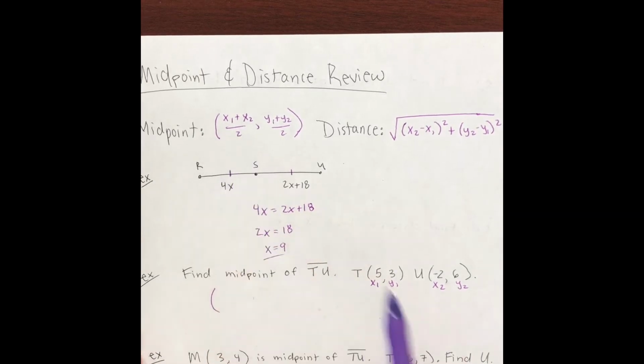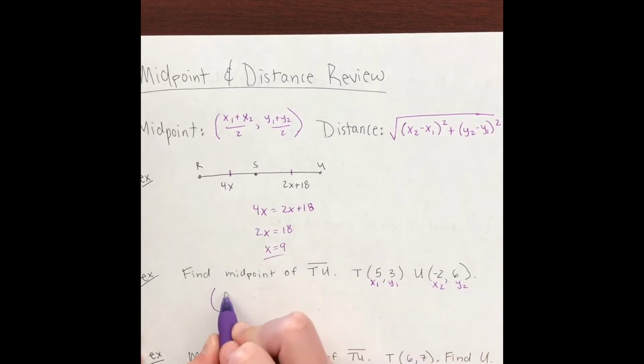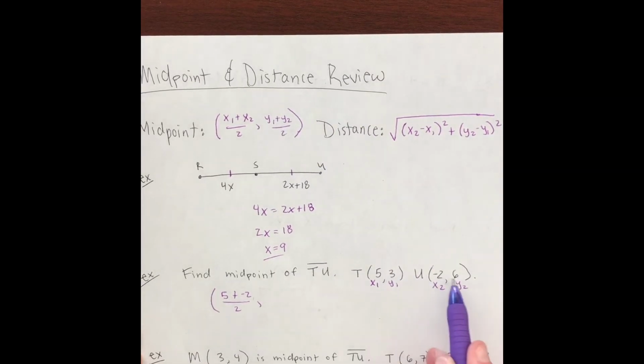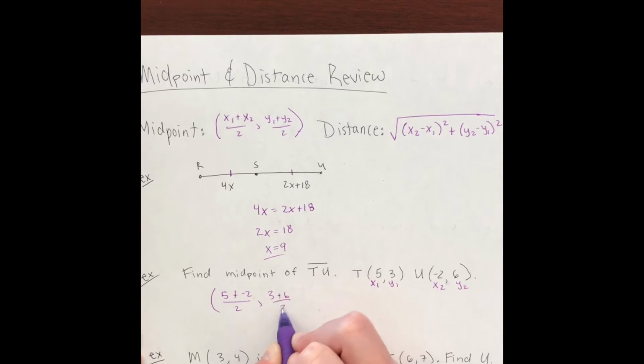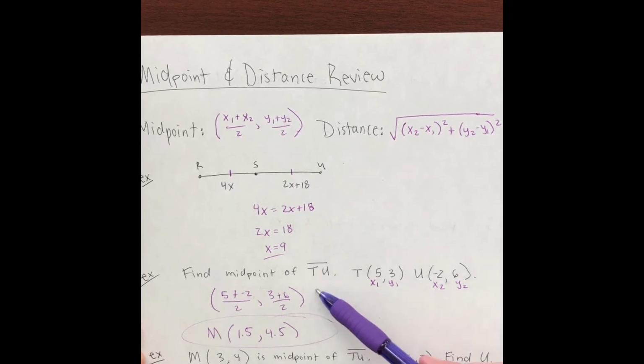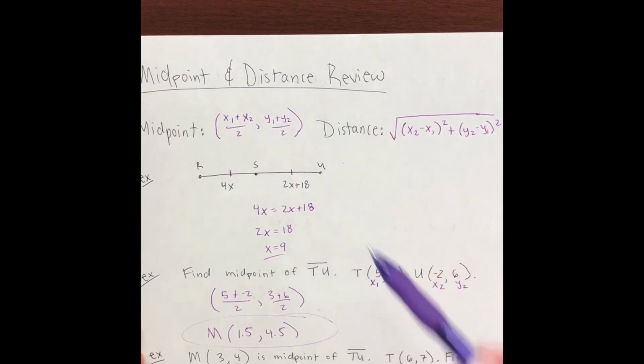x1 plus x2 divided by 2. So x1 plus x2, so 5 plus negative 2 divided by 2. Then it's y1 plus y2 divided by 2. So y1 plus y2 divided by 2. And then we just simplify. Let's see, 3 divided by 2, 1.5. 9 divided by 2, 4.5. So this would be our midpoint, which we usually call M. So that's kind of what your work should look like. Again, I don't want to just see answers here. I need to see that step to get full credit.